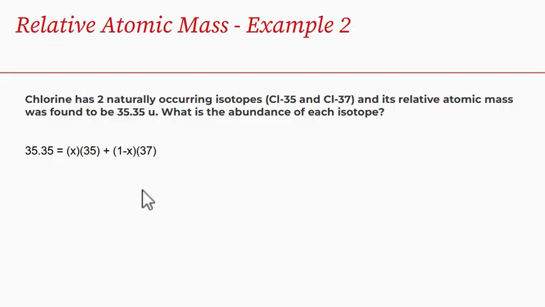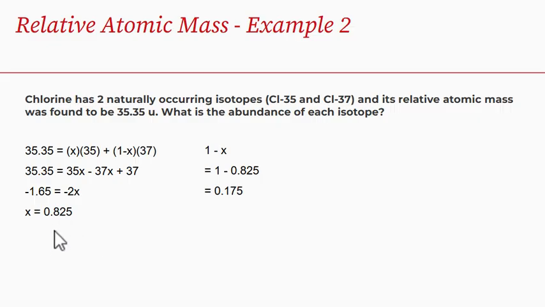Then it is just simple algebra. We expand out the 2 brackets, which gives us minus 37x and plus 37. We get it so that our x is only on one side, so it gives us minus 1.65 is equal to negative 2x. Then to find x, we just divide by negative 2, which gives us x is equal to 0.825.